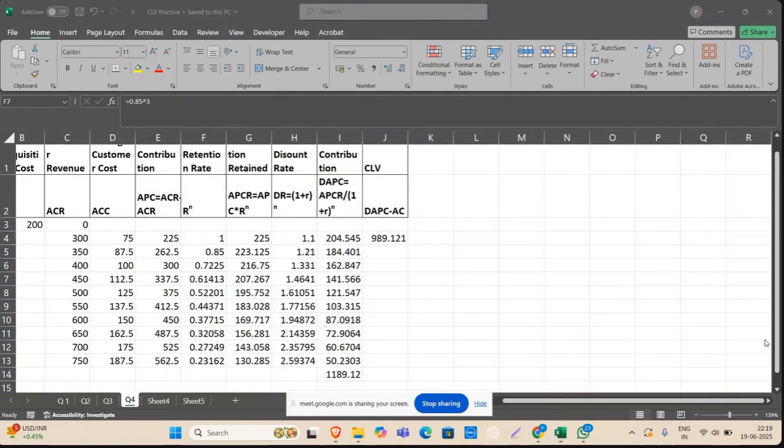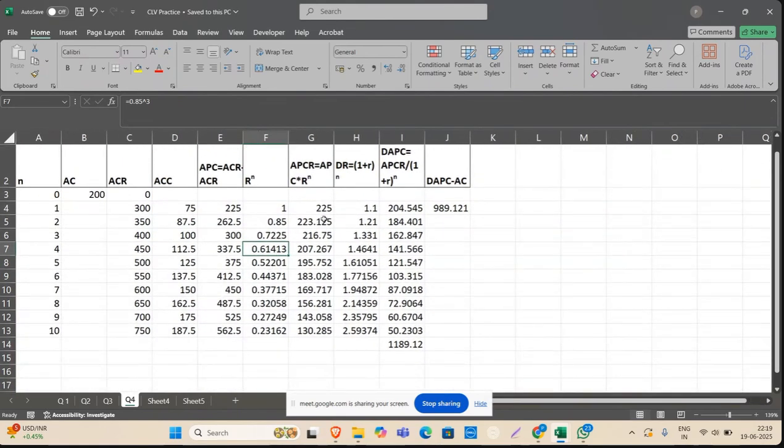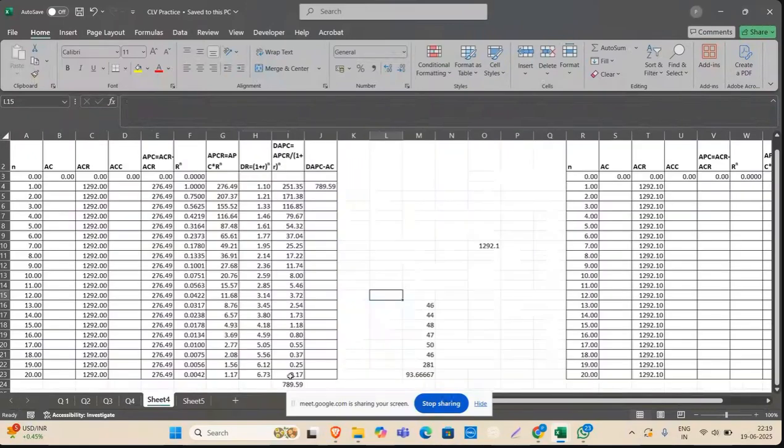Okay, same thing. There is nothing important. Like here, instead of 5 years, we have taken 10 years. That's the only difference we have here. And then here the retention rate is 85%. That's the only thing we have. So I'll move to the next question.